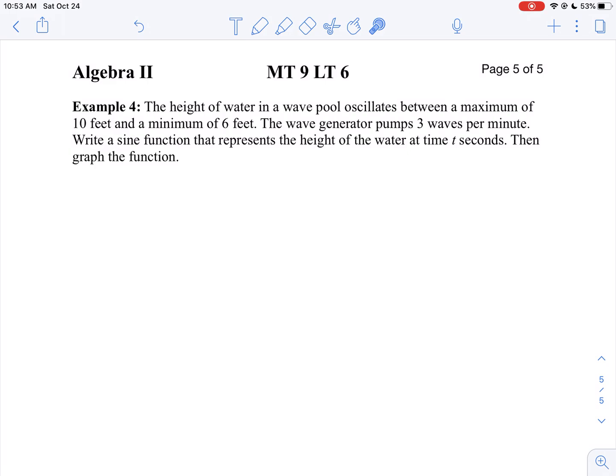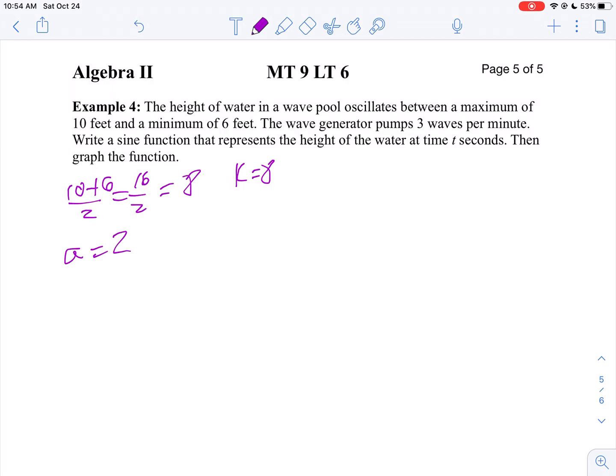Well, the first thing we're going to do is find our vertical shift. So we're going to take the average of my maximum and minimum. So 10 plus 6 divided by 2. Well, that'll be 16 divided by 2, which will be 8. So I know K equals 8 on this problem. What is my amplitude? Well, if my midline is 8 and my maximum is 10, I'm going from 8 to 10, so my amplitude is going to be 2.